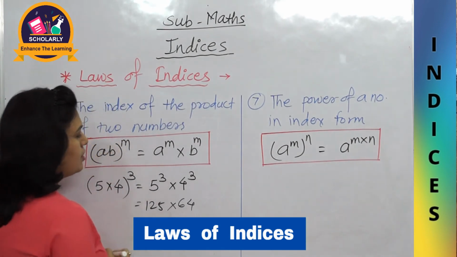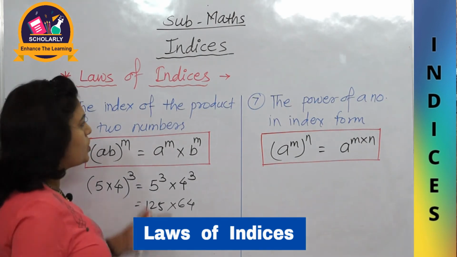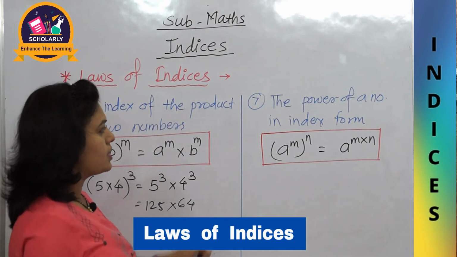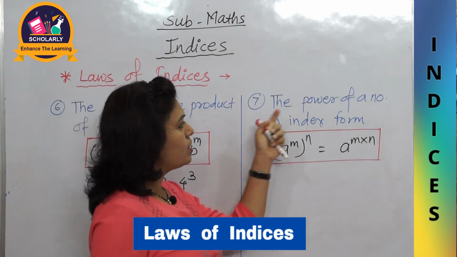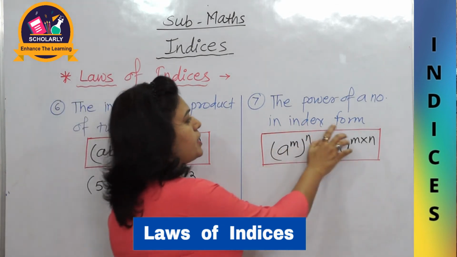8,000 is the answer of this bracket. So this is the sixth law of indices. Now coming to the next law, the power of a number in index form.